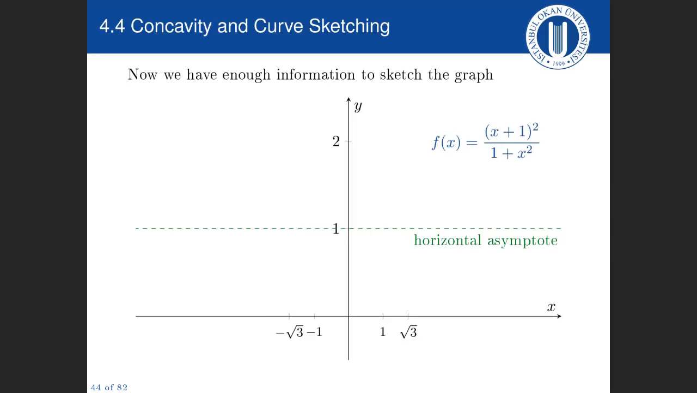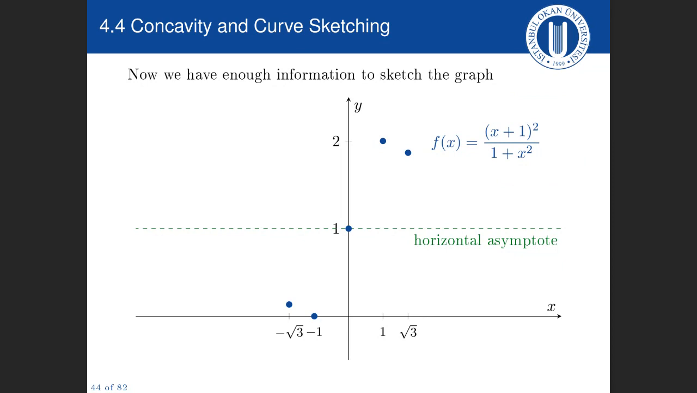Now we have enough information to sketch the graph. First, I've drawn this horizontal asymptote, y is equal to 1. I'm going to plot some points just by sticking minus root 3, minus 1, 0, 1, and root 3 into the formula. I can calculate the value of the function at these 5 points, and then I can plot these on the axes.